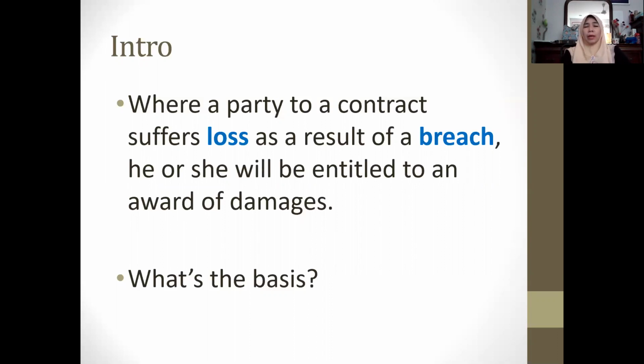After they enter into the contract, legally speaking, they have to keep their promise. They have to perform whatever they have promised. But in the event one of them is in breach, the other party has the right to sue or to ask for the claim of damages. So what's the basis of allowing the claim here? What's the aim of allowing the claim for damages?